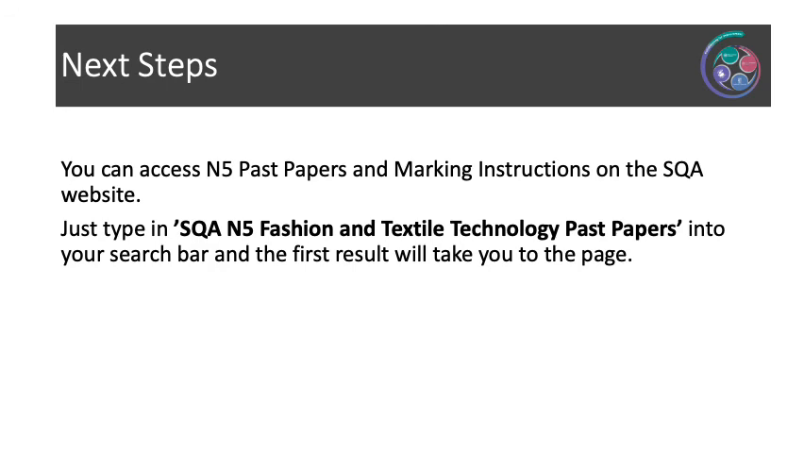So next steps that I would recommend, you can access National 5 past papers and marking instructions on the SQA website. If you're unsure where to get them, if you type into your search bar SQA Nat 5 Fashion and Textile Technology past papers, you'll actually get taken directly to the page.